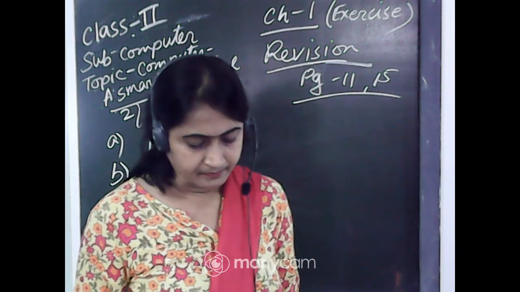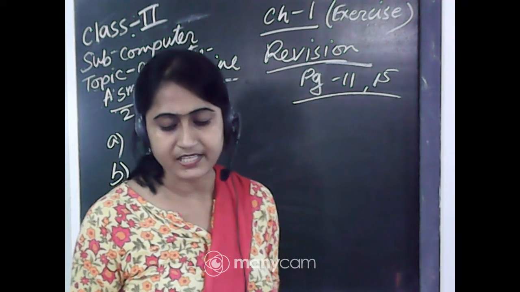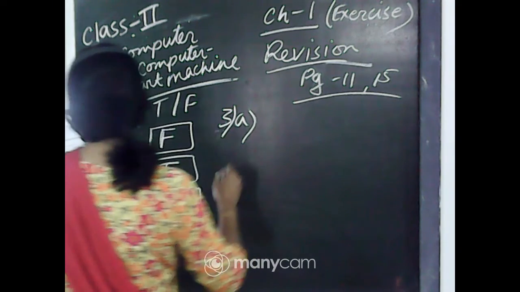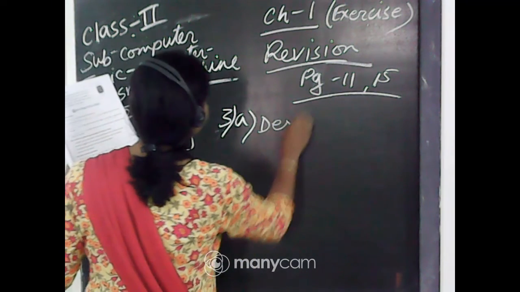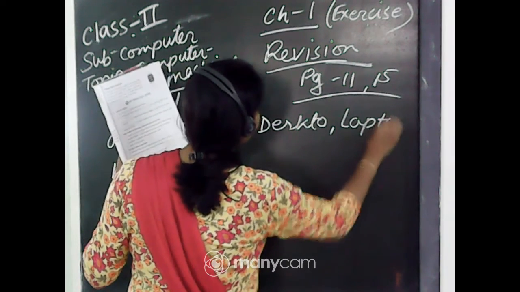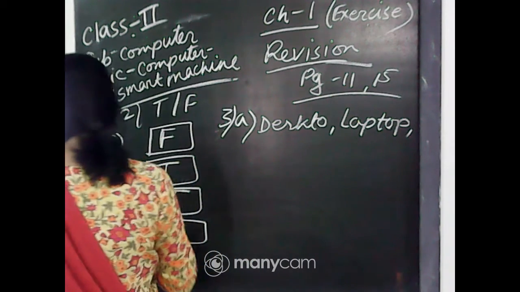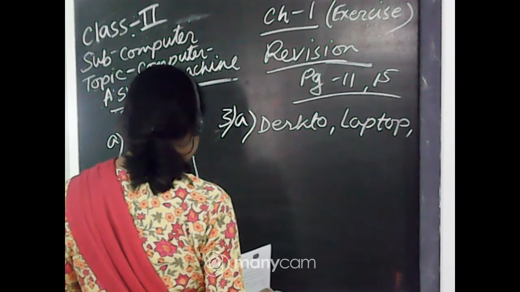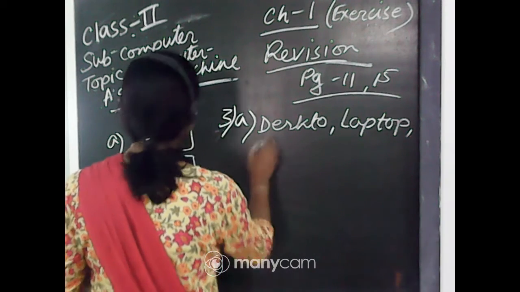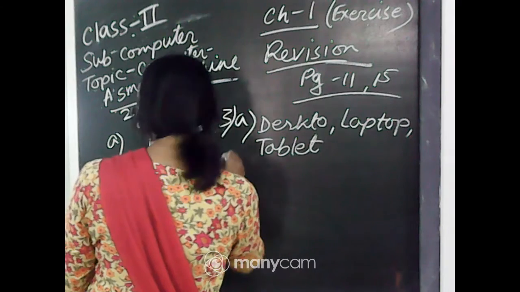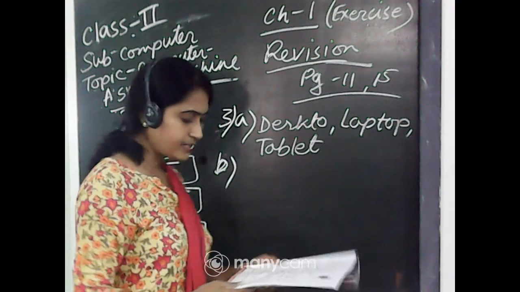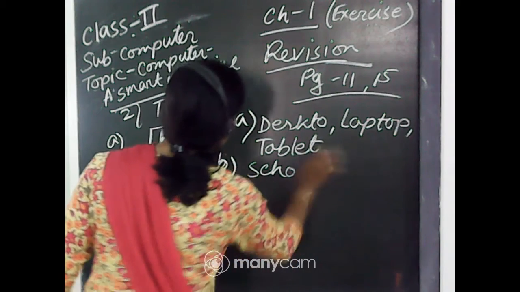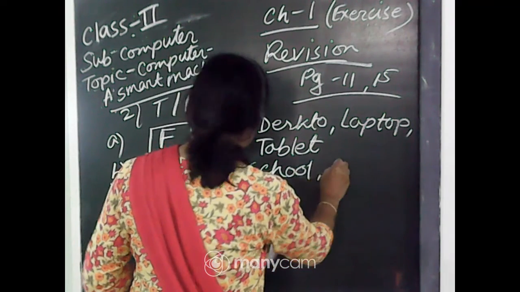Very short answer questions. 3A: Name any three types of computer based on their size. First, desktop, laptop, and then you can write tablet. Next, number B: Name any two places where computers are used. Any two places you can write: schools and banks.